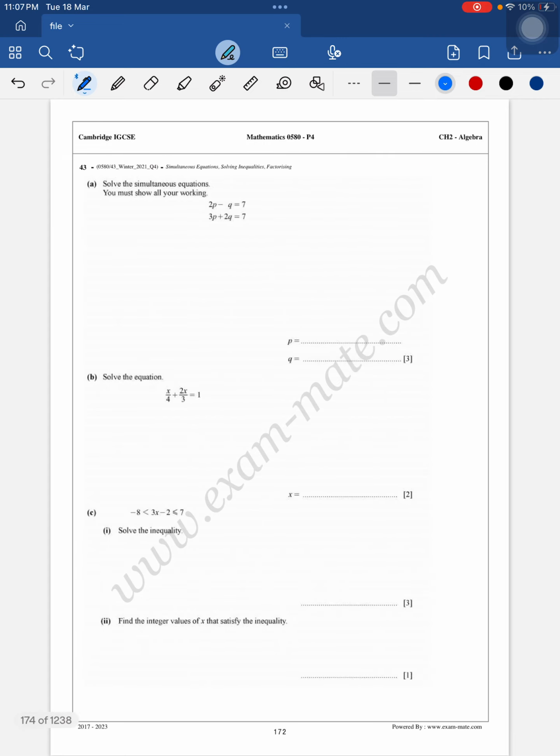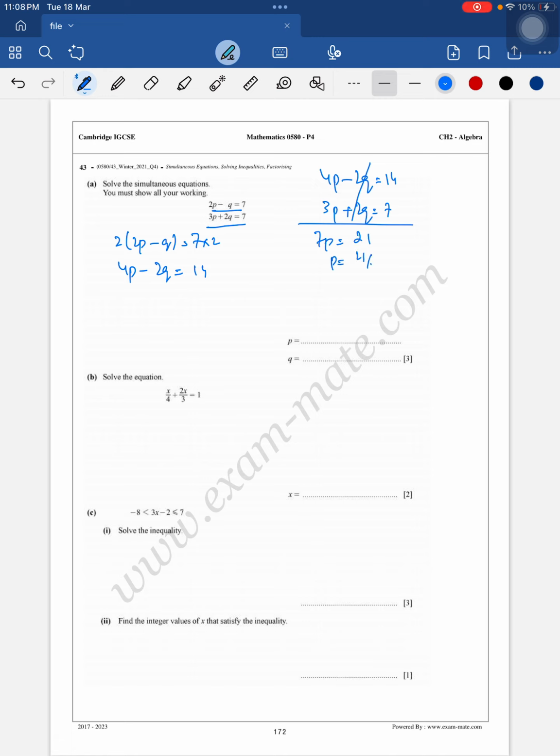Okay. Question number 43. Solve the simultaneous equations. You must show all your working. Okay, here we have 2p minus q is equals to 7 and 3p plus 2q is equals to 7. So if I multiply the first equation by 2, that will be 2 multiplied by 2p minus q, so that the q variable for both equations can be made same. So 4p minus 2q and 2 into 7, 14. Whatever we do on the left, we have to do on the right as well. So now the first equation is 4p minus 2q is equals to 14, and second is 3p plus 2q is equals to 7. Add them up, so this cancels. 4p plus 3p is 7p, 14 plus 7 is 21. So p is equals to 21 upon 7, which is equals to 3.